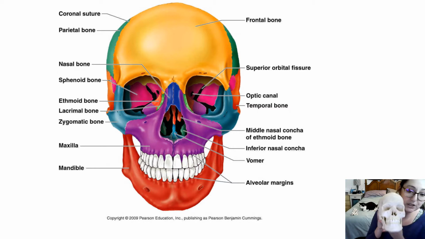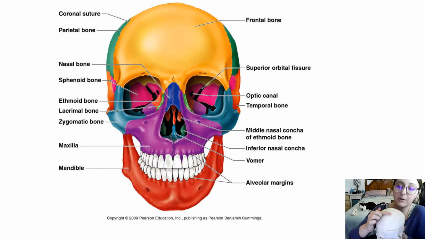And what I want you to look at first is that the first bone you really notice is what's labeled in yellow, and that is the frontal bone. So that is the bone that makes up your forehead, and it goes from your brow ridge all the way back to this first suture up here.